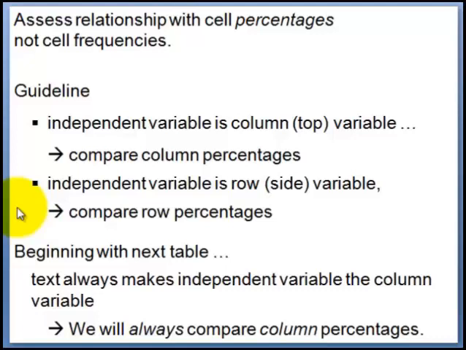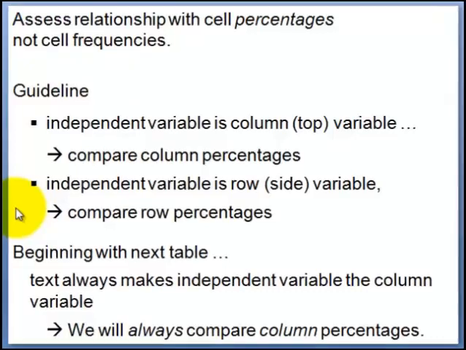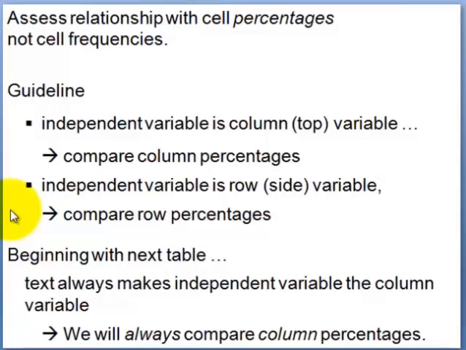This text follows the convention, as mentioned just a couple of minutes ago, that the independent variable is always the column variable. So therefore, we are always going to compare column percentages when we assess relationship. In the real world, things will be a little bit trickier because sometimes the independent variable will be your row variable. And indeed, I just might mention as an aside, sometimes it's very difficult to know which variable is the independent and which is the dependent.